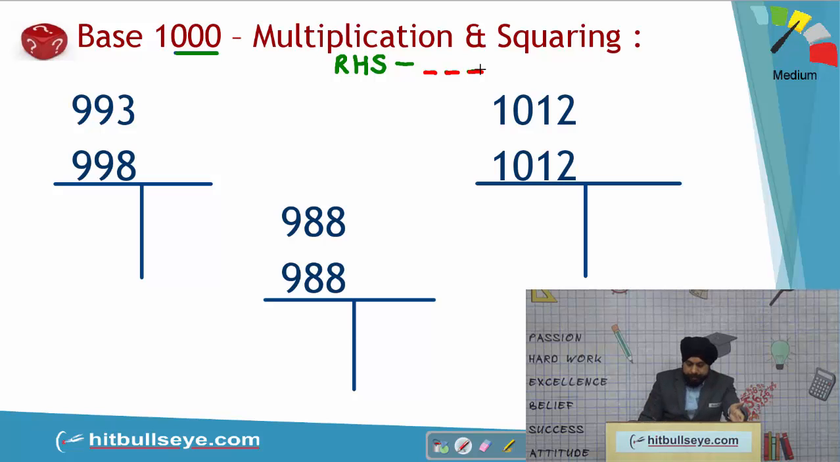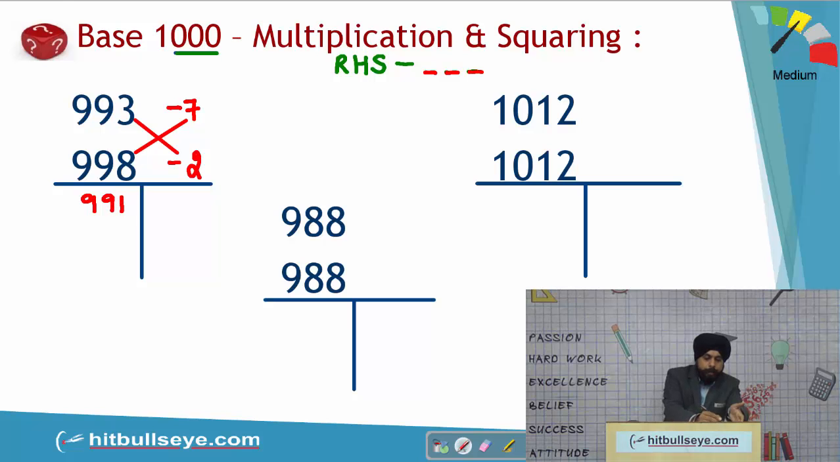Right, students? Let's take this number here. 997. This is minus 7. 998 is minus 2. So as we learned, subtracting 2 from here or 7 from here, in both the cases you get how much? You get 991. Now how much is 7 into 2, students? It is 14. It has only 2 digits, whereas we require 3. So what we do, we write it as 0, 1, 4.